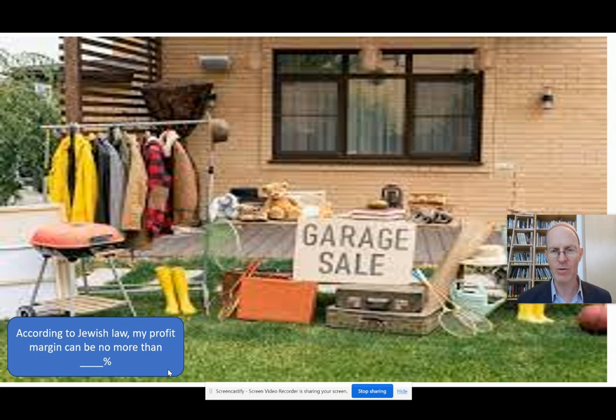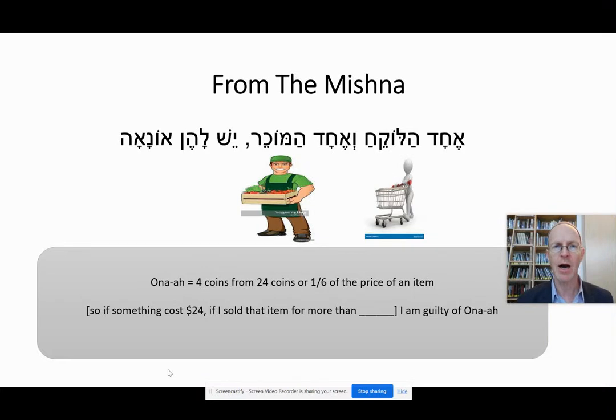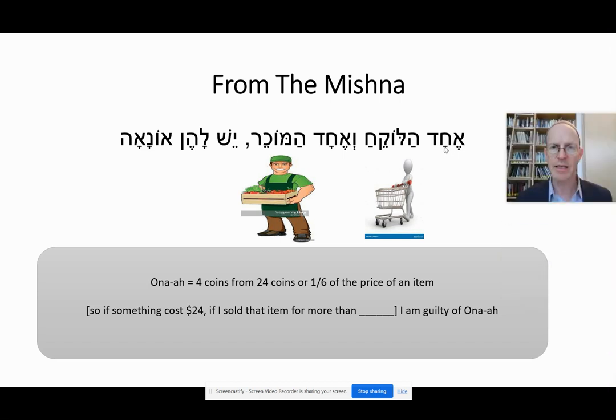According to Jewish law, my profit margin can be no more than 17%, or what Aaron said, 16.6666%. Now the Mishnah also says, yesh halokeach echad halokeach ve'echad hamocher yesh lahem ona'ah.